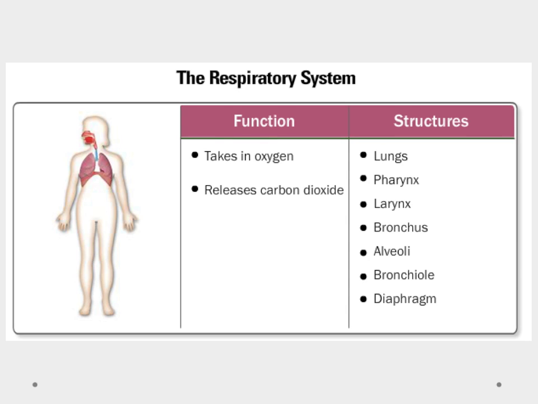Moving on to the respiratory system, which is the lungs, pharynx, larynx, bronchus, alveoli, bronchioles, and the diaphragm. This is how we take oxygen into the body, which we use for cellular respiration, and it's how we get rid of carbon dioxide, the waste product of cellular respiration.